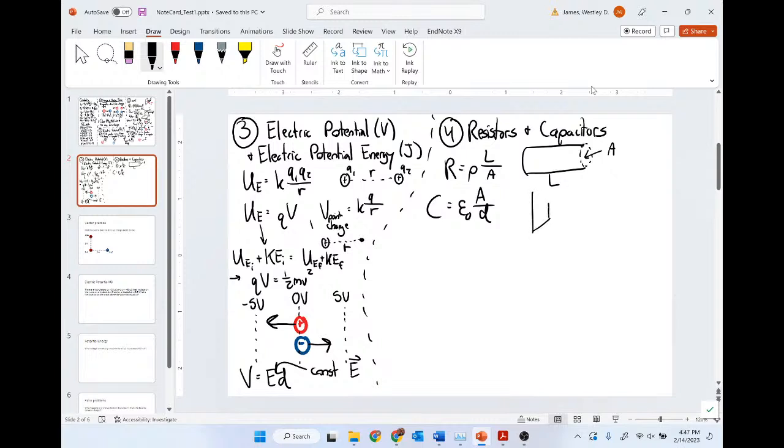Capacitors. Two parallel plates, some area A, some distance between them D, and some charge. Actually, there's no charge here at this point. So the unit for resistors is omega and then the unit for capacitors. Yeah, let me put that up here. Thank you for reminding me.